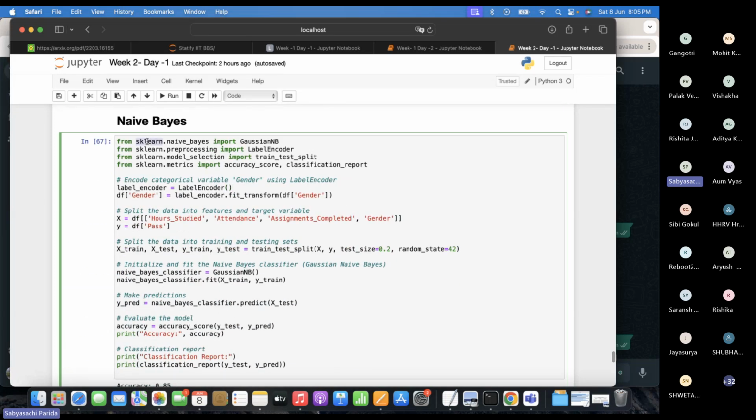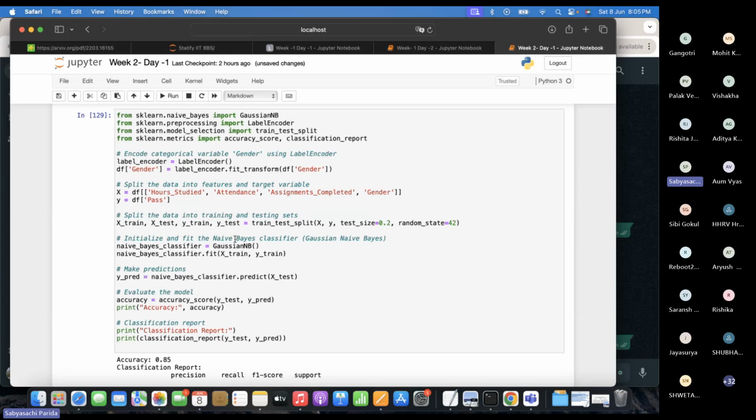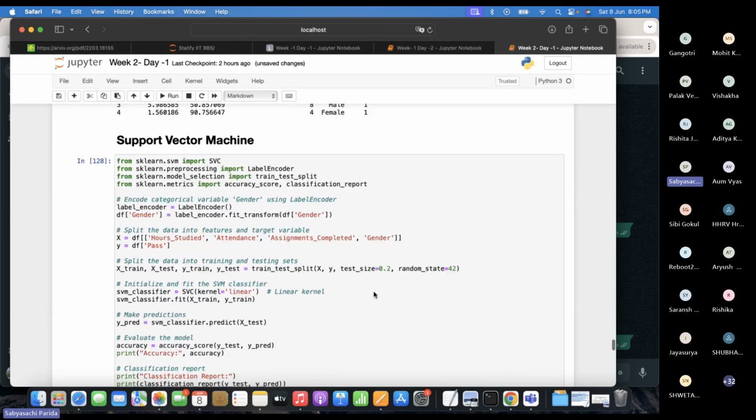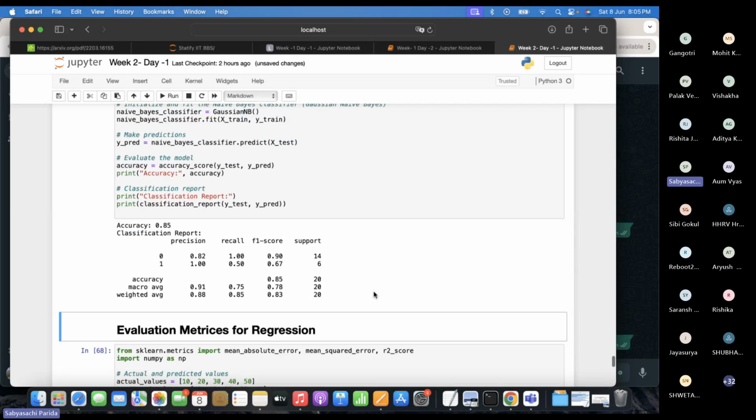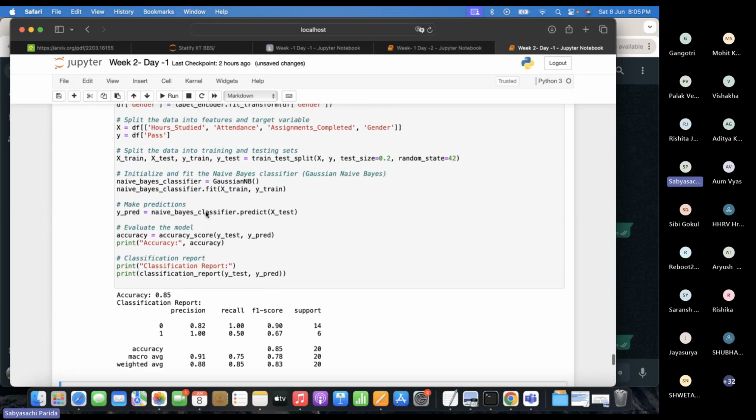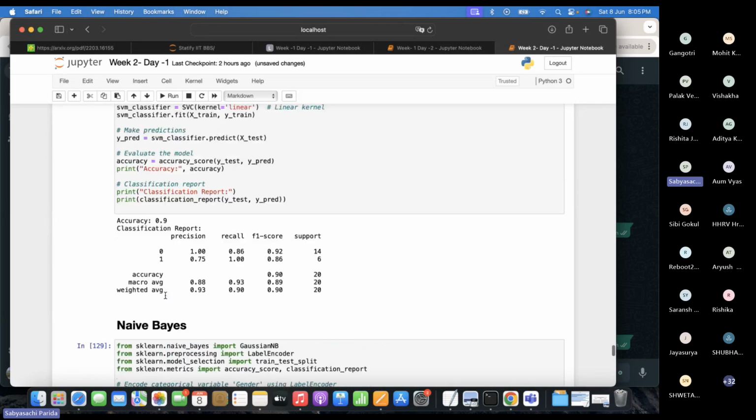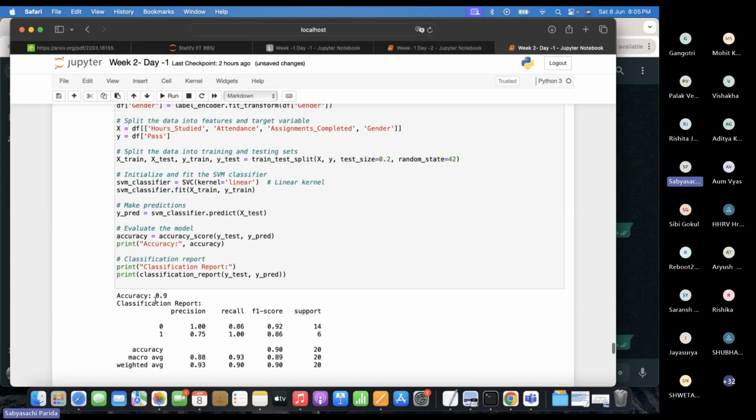Similarly, in scikit-learn there is naive Bayes, and suppose we are going ahead with the Gaussian naive Bayes. On the same dataset that we had for pass and fail, we can use the Gaussian naive Bayes, and that is how it builds the model and gives an accuracy of 85%. Here it is giving an accuracy of 90%.